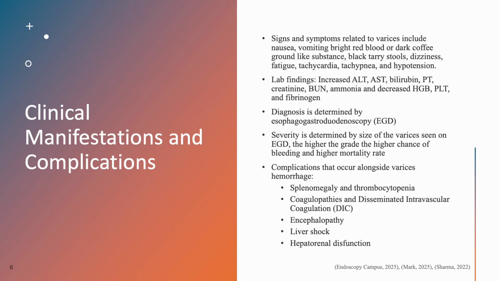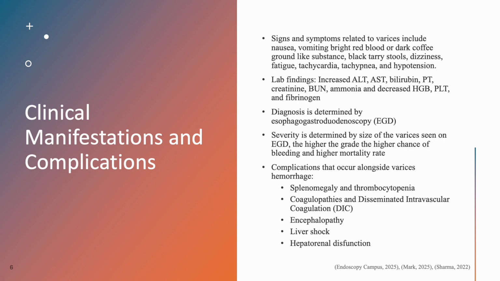Complications that occur alongside variceal hemorrhage include splenomegaly and thrombocytopenia. This is due to portal vein hypertension causing splenomegaly, lowering the patient's platelet counts, causing an increased risk of bleeding. Coagulopathies, and even DIC, and this is due to the liver being responsible for creating multiple clotting factors and anticoagulant proteins. And because of this, when you reach end-stage liver cirrhosis, you are more prone to bleed and develop blood clots when you're not supposed to. This can cause DIC.